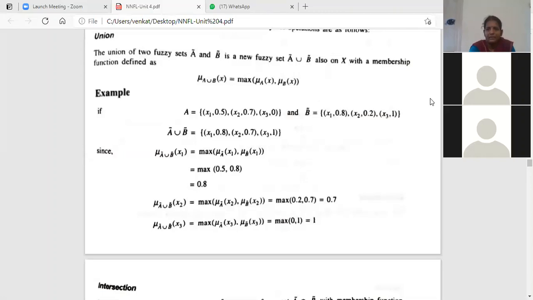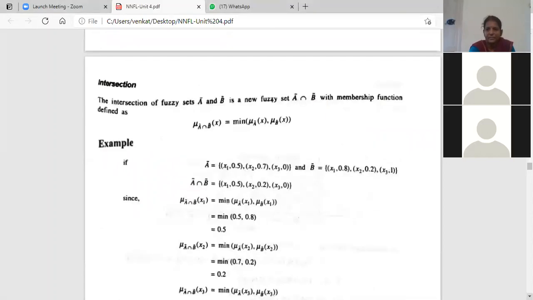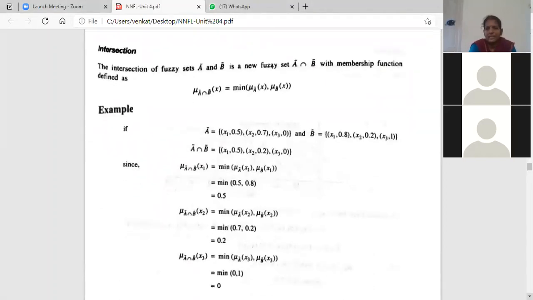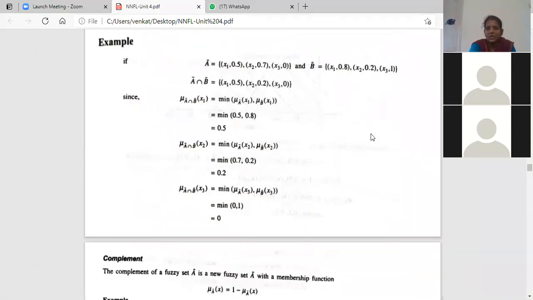Similarly, intersection. Next, intersection of fuzzy sets A and B. Here, you are using the minimum of both fuzzy sets. So here, minimum of x1 0.5, 0.8. Minimum of these two is 0.5. Similarly, 0.7, 0.2, x2, 0.2. Next, 0.